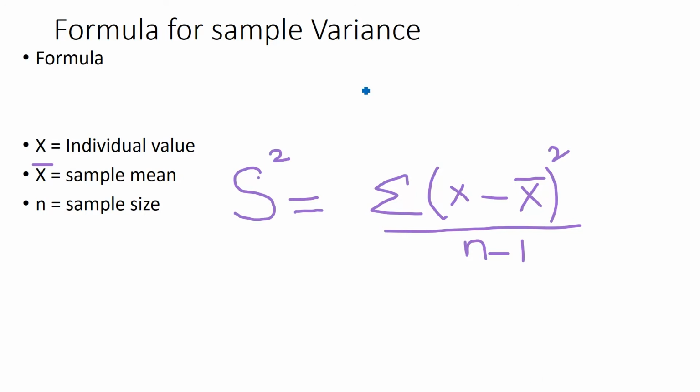So the formula for the sample variance is s squared equals the summation of (x minus x bar) whole squared, divided by n minus 1. Here x is the individual value of the data. Suppose we have data 10, 20, 30. Then 10 is an individual value, 20 is an individual value, 30 is an individual value, and x bar represents the mean of the sample.